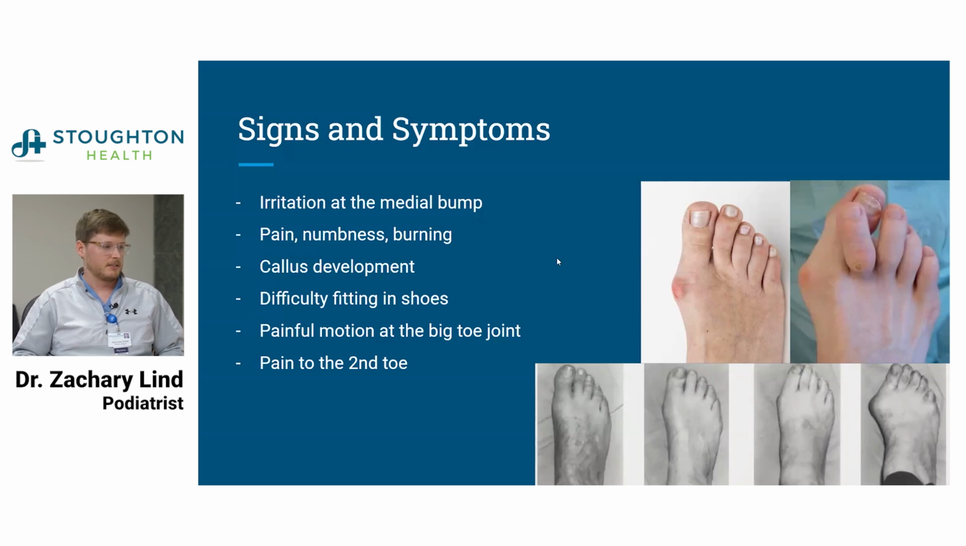You can develop calluses on the inside of the foot, as you can see in this more dramatic sequence of the bunions worsening. You can see that the big toe starts to turn, and you can get calluses along the inside here as well as over the bump itself.